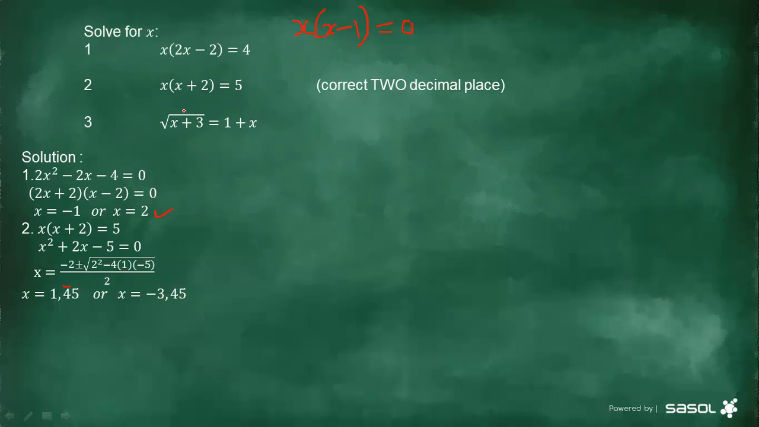Now the last question, square root of x plus 3 equals to 1 plus x. Now every time when you come across a question where you are solving the value of x, and the x is inside the square root, the only way to solve this one is to get rid of that square root, because you cannot solve the value of x while we still have the square root. So now we'll have to get rid of the square root.